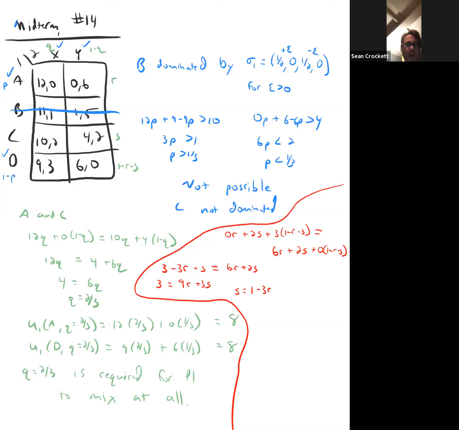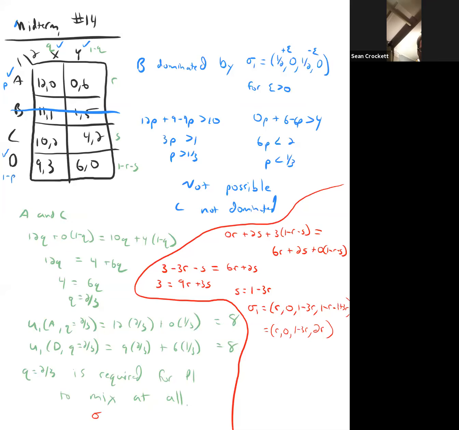Okay, so we have a solution that sigma one has to equal R, zero, because B is never played, one minus three R. That's what we found S to equal. And now this last one is one minus R minus S, but we know S is one minus three R. So that's gonna be minus one plus three R. And so in that last part, we can simplify. One minus one is zero. Negative R plus 3R is 2R. Okay, so that's the mixed strategy for player one.